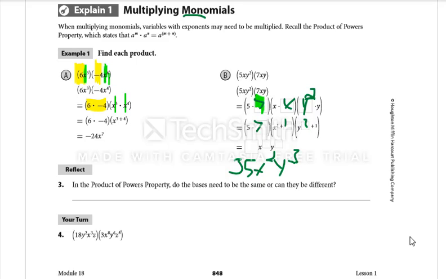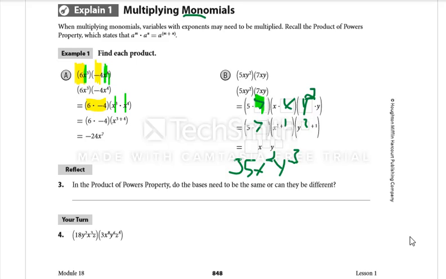If we're looking at the products of powers property, the bases need to be the same. We can't have different bases. If they're different bases, we cannot add the exponents. We can't add the 2 and the 3 that are on the x and the y because they are different bases. All right, so now take a minute or two to work on this next one. You have that your turn, number 4. All right, and when you're ready, we'll go through it quickly.